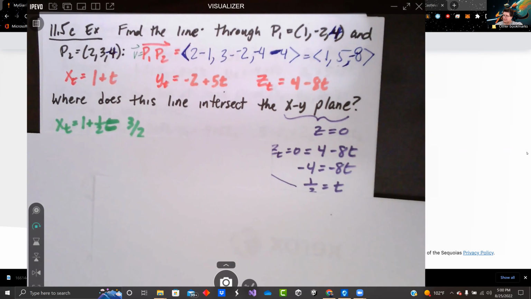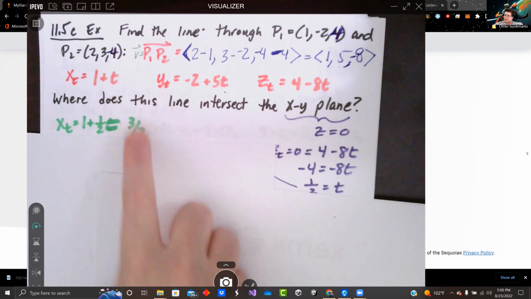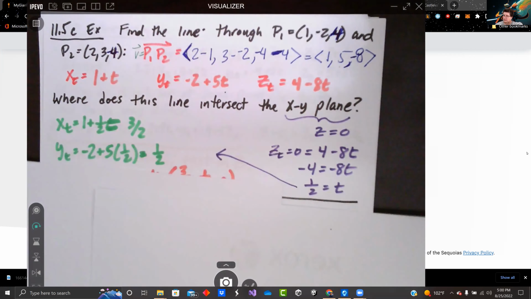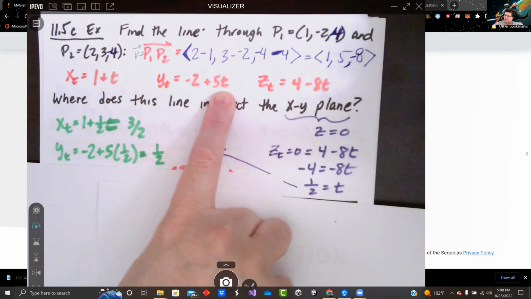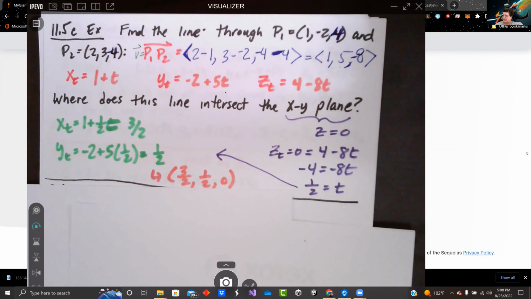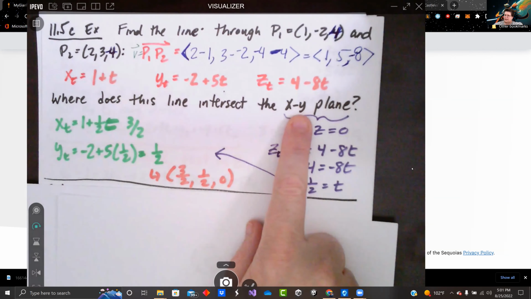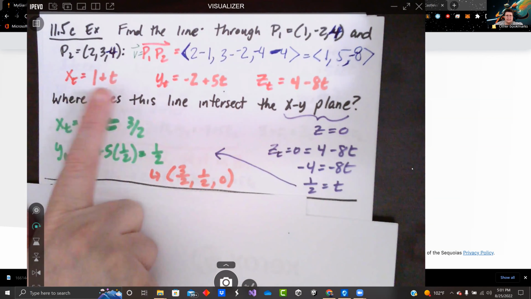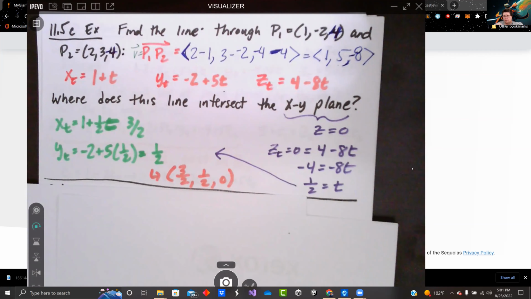So I can go over and plug that into X of t. 1 plus 1/2 gives us 3/2. We plug it into Y of t. -2 plus 5 times 1/2 is -2 plus 5/2. We add that all up, we get 1/2. So the point that's crossing the XY plane is (3/2, 1/2, 0). We could do that with any of the planes. If you want to do YZ, you set X equal to 0 and solve for t and see at what time that little particle passes through the YZ plane.